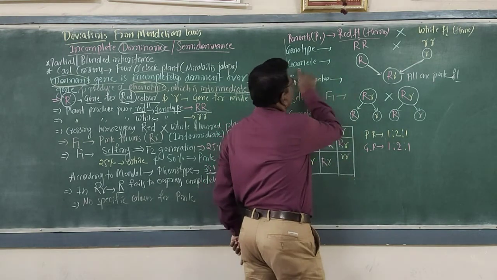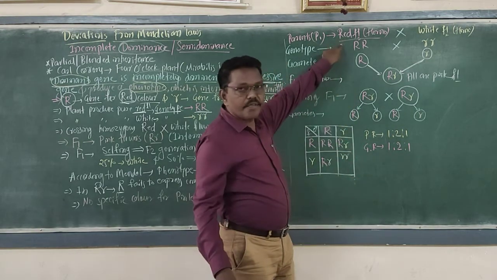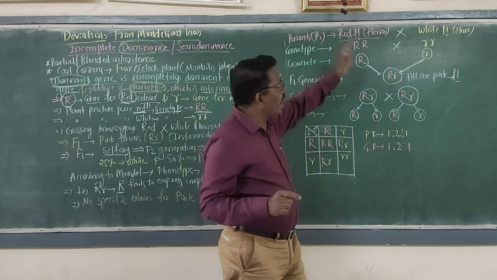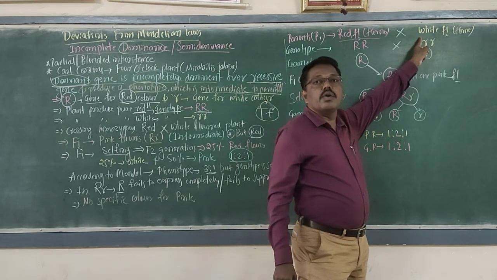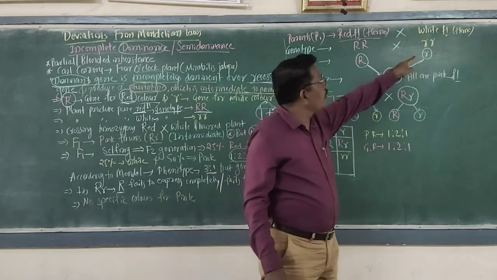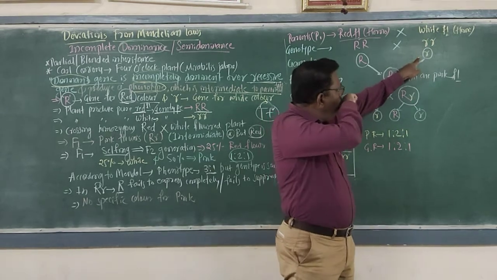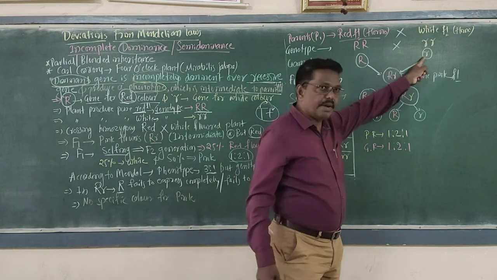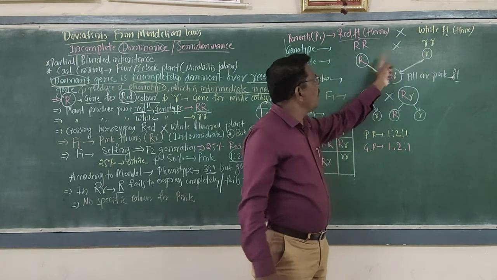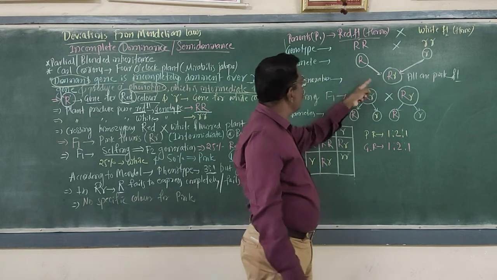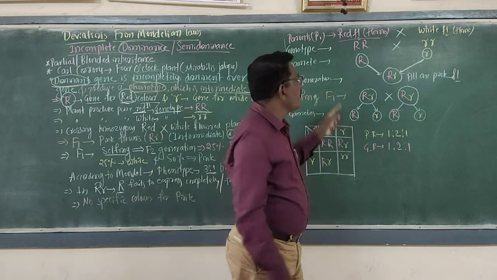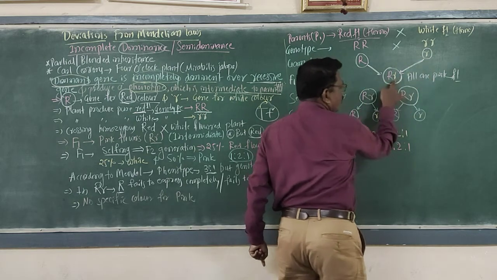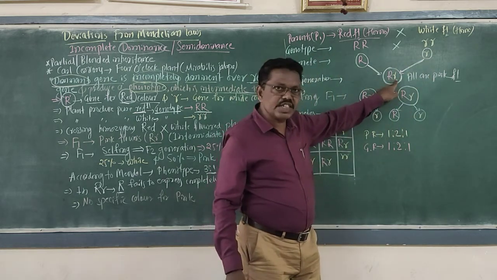Hence, in the red flower plant, all the gametes will carry capital R. And the white flower producing plant will produce gametes, all of which carry small r. Then these two gametes, the pollen grain as well as the egg, when they fertilize, we get the F1 generation. In that F1 generation, we get capital R, small r.